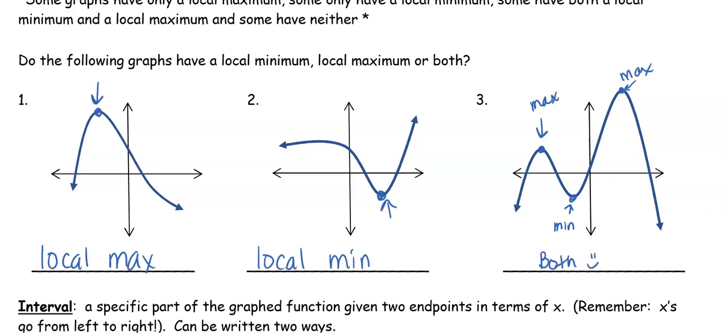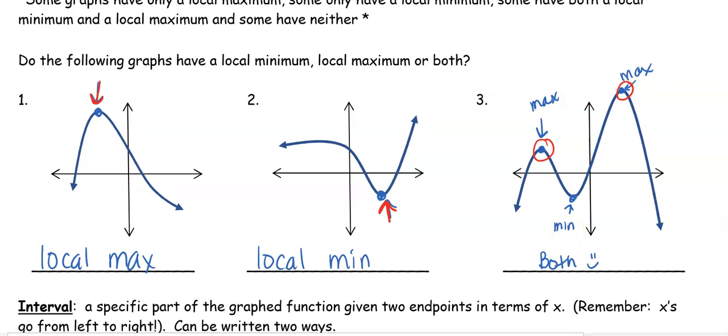All right, let's see how you did. The first one, we've got that hill here at the top. That is going to be the highest point, making it a local max. Number 2, we got that low point, making it a local min. And we go to 3, we've got all these peaks and all these valleys. So we're going up and down, up and down. So we actually have both maximums and minimums. All right, let's move on.